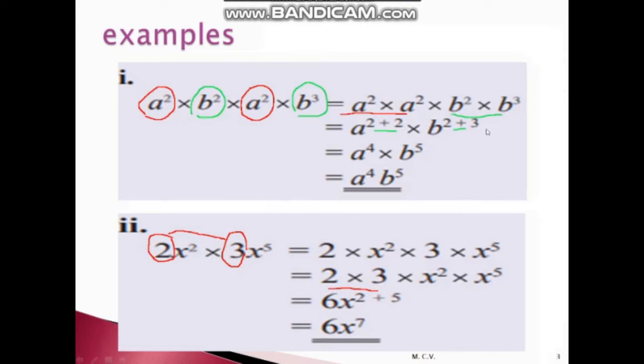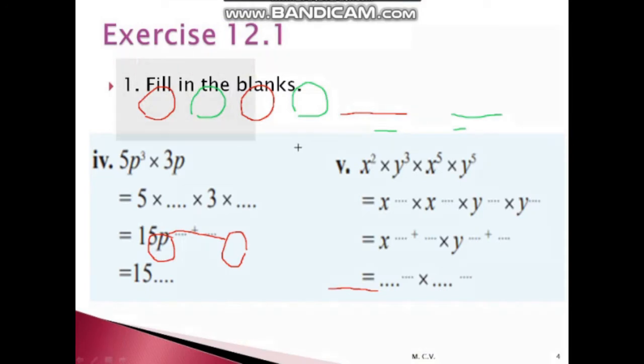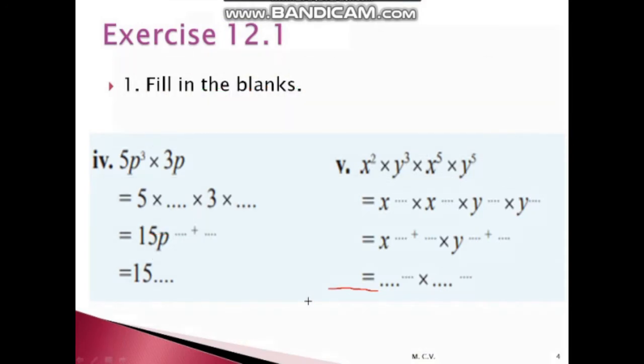Now let's see some examples from exercise 12.1. We have to fill these blanks. First multiply the two numbers together. Before that we have to break the 5p to the power 3 into 2 parts as 5 into p to the power 3. Other one as 3 into p. So 5 into 3, 15, p to the power 3. Here p means p to the power 1. So 3 plus 1, when we add the indices, 15, p to the power 4.